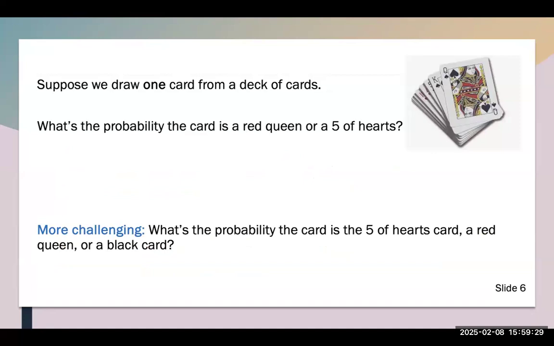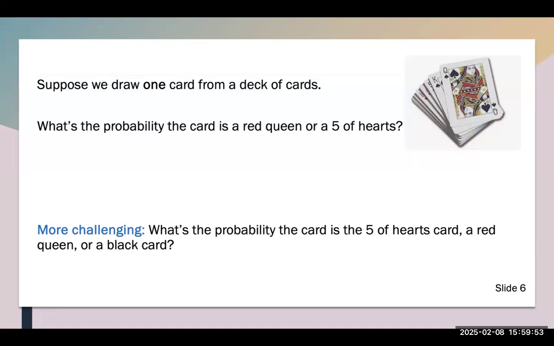Okay, if we draw one card from a deck of cards, what's the probability the card is a red queen or a 5 of hearts? First off, these events, getting a red queen or a 5 of hearts, are mutually exclusive. There are no red queens that are also 5 of hearts. So all we need to do is figure out what's the probability that we would get a red queen.